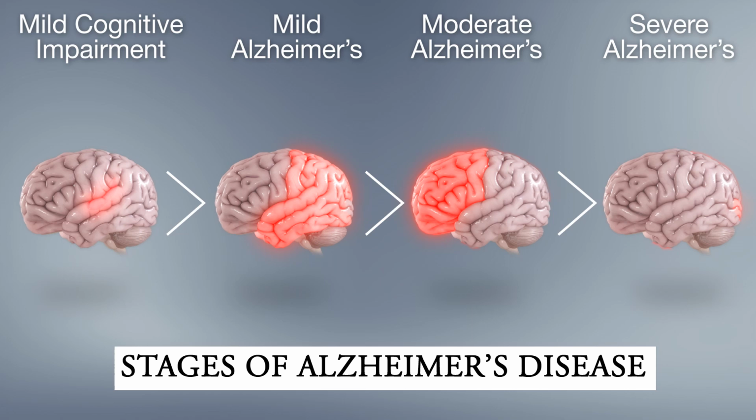Next, we are going to see the stages of Alzheimer's disease. There are four stages: mild cognitive impairment, mild Alzheimer's, moderate Alzheimer's, and severe Alzheimer's. Mild cognitive impairment is the early stage of Alzheimer's disease, and the symptoms are not very severe. People will have mild changes in memory and thinking.